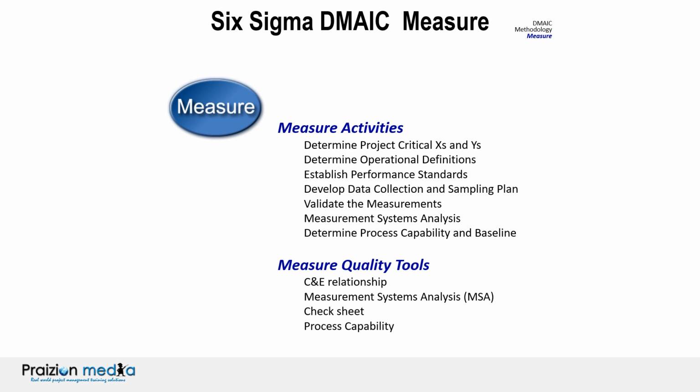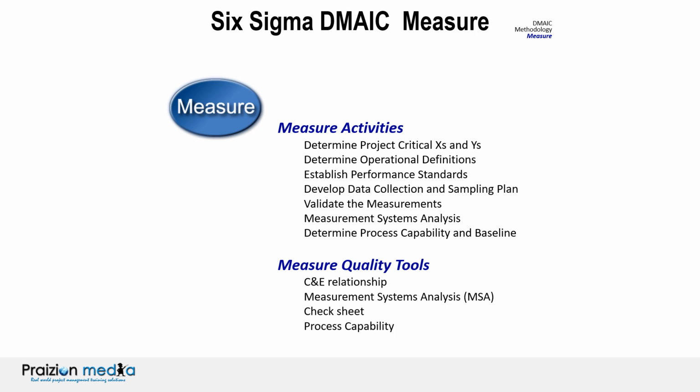The major activities included in the Measure phase are determining the critical x's and y's. You recall we made the SIPOC, so the SIPOC is the one which is going to give us the x's, which are the inputs, and the y's, which are the outputs. We are going to determine which ones are the most important ones, and if you recall we had a Pareto analysis. We'll be using the Pareto to establish which ones are the most effective inputs which are having the effect on the outputs and start working on them.